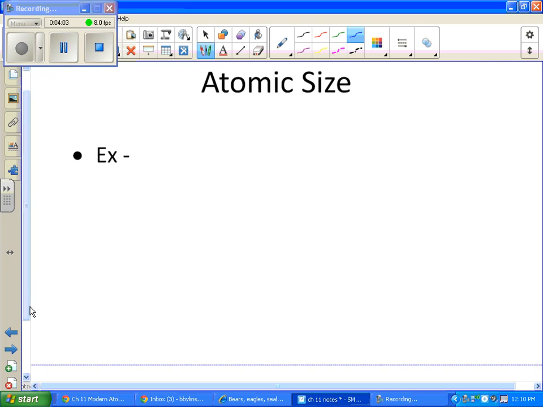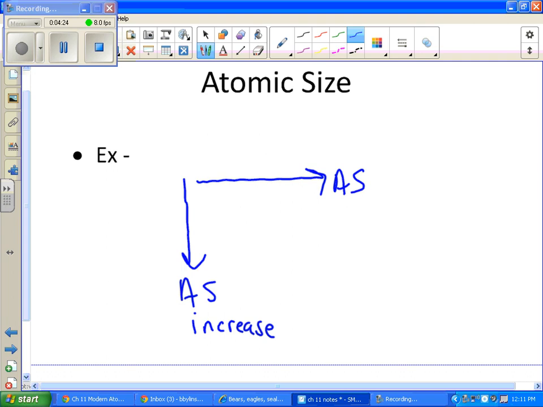So here we go, atomic size. As you go down the periodic table, atomic size tends to increase. And if you just think of what's at the bottom of the table, these are a lot of your nuclear chemicals, right? So these are pretty big elements, okay? And as you go across the table, the atomic size tends to decrease.